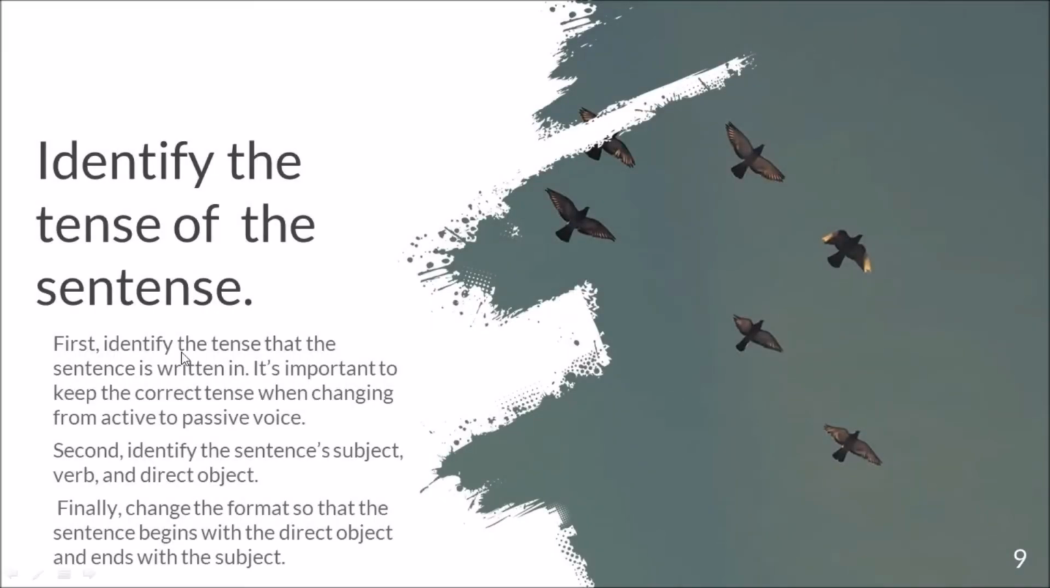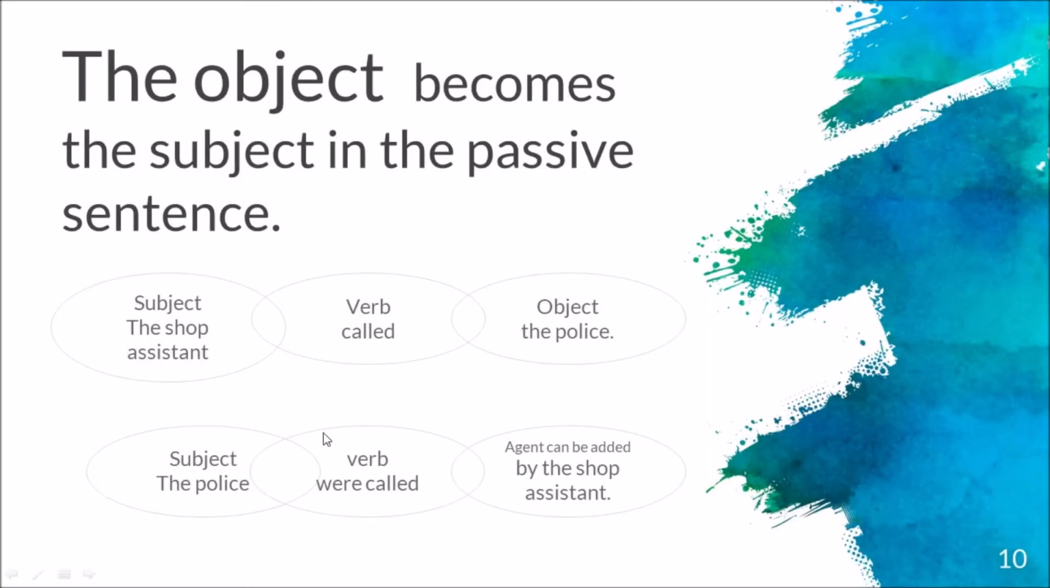First, identify the tense that the sentence is written in. It's important to keep the correct tense when changing from active to passive voice. Second, identify the sentence's subject, verb, and direct object. Finally, change the format so that the sentence begins with the direct object and ends with the subject. So the object becomes the subject in the passive sentence.